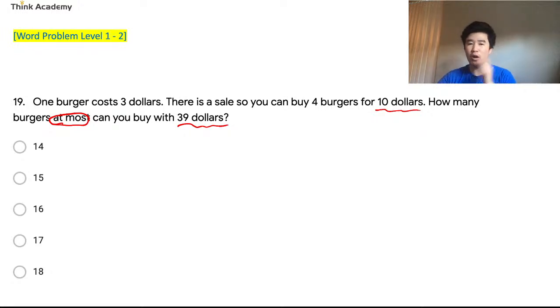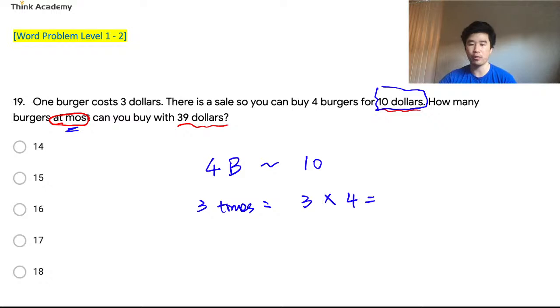Alright, so here we see today we are going to have a promotion. 4 burgers, I use letter B, cost us $10. That is the promotion we are going to have. So if we want to get the most burgers, we want to use as many promotions as we can. So here we have a total of $39. How many times can we use the promotion? We can use it 3 times because each promotion costs us $10. If we use it 3 times, that will cost us $30. So 3 times of promotion, that will cost us $30, and we are going to have 3 multiplied by 4 burgers. That gives us 12 burgers.